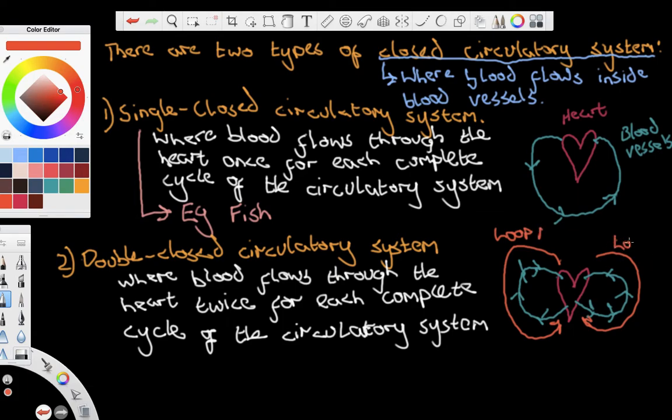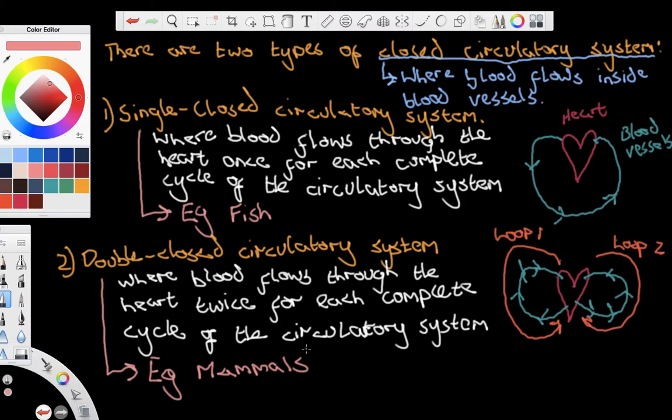So in a single closed circulatory system, we've got this single set of blood vessels that flow blood through the heart once for each complete cycle. In a double closed circulatory system, the blood flows through the body in this figure of 8. It goes through two separate loops. Now, examples of organisms with a double closed circulatory system include mammals, and we are a mammal, so that includes us, e.g. mammals.